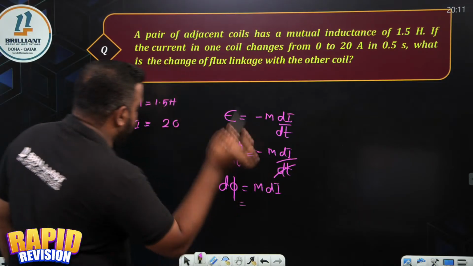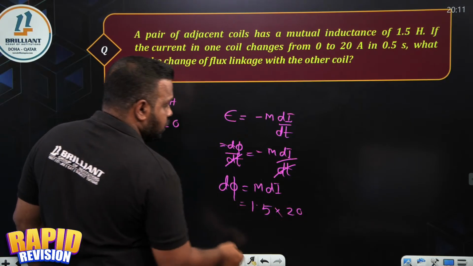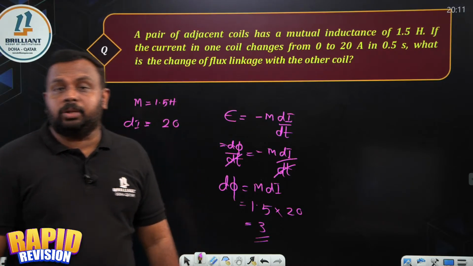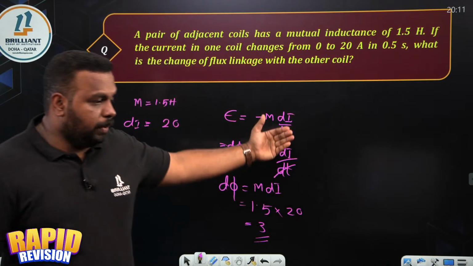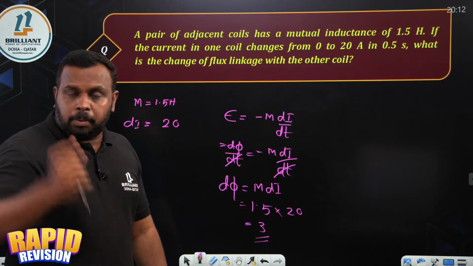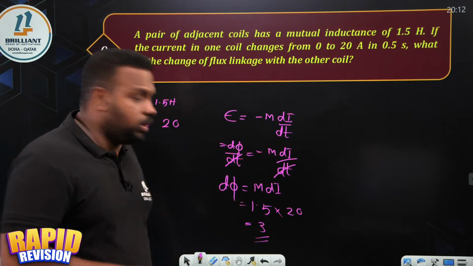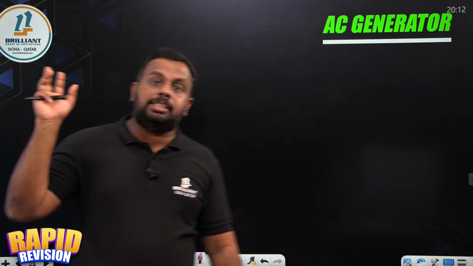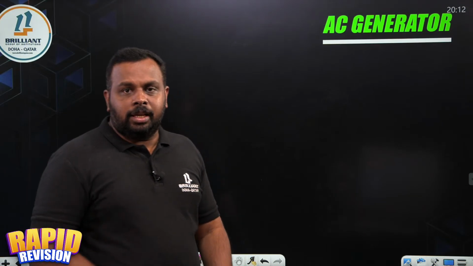What is M value? M is given 1.5 Henry. Di is 20. We got the answer. It is 3 Weber. Don't forget to write the unit. Change in flux is 3 Weber. Is it okay? Yeah. So I'm going to the next question. I think this is also fine. So my dear students, probable questions from self-induction and mutual induction, these type of questions will come. I'm going to the next. AC generator. They can ask it for 5 mark also with an additional numerical question.